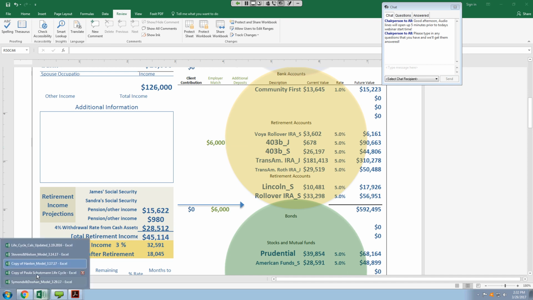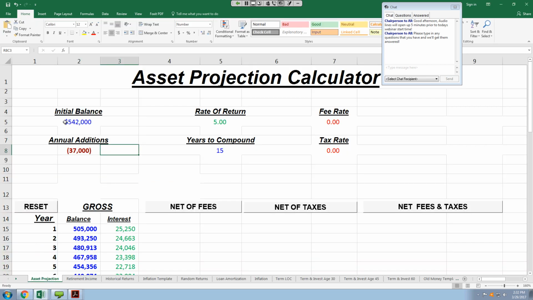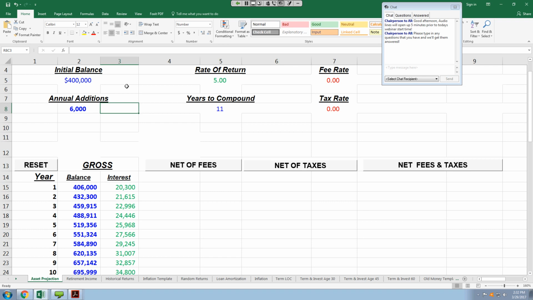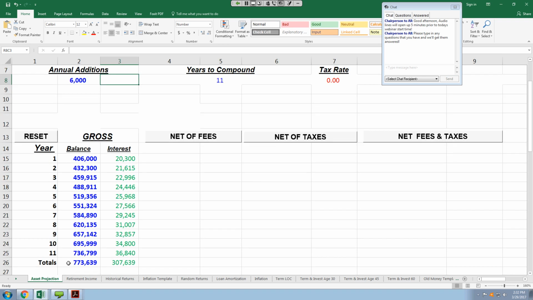So what I do is I go to the calculator and say, okay, look, you've got $400,000 right now, getting a reasonable rate of return. Let's say you work 11 years, and you're putting in $6,000 of your own money. So at the end of 11 years, at a reasonable rate, you'll have $773,000. How does that sound? Right?